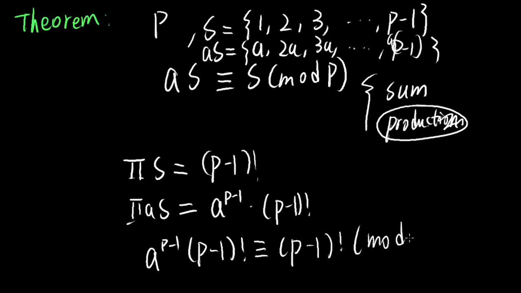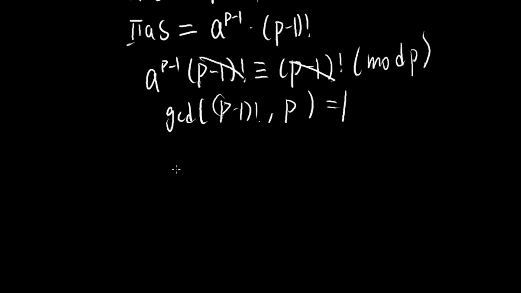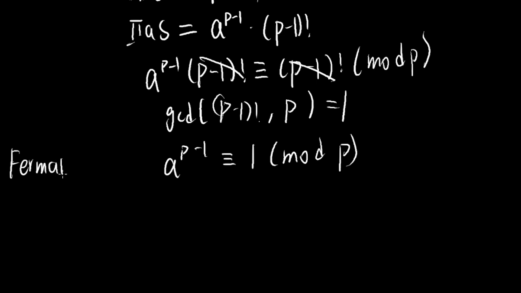Look at this equation. It is very nice because p minus 1 factorial is co-prime with p, because p is a prime. And this is very good because we can directly cancel the p minus 1 factorial out, and we are finally left with a to the power of p minus 1 is equal to 1 modulo p. This is Fermat's little theorem.